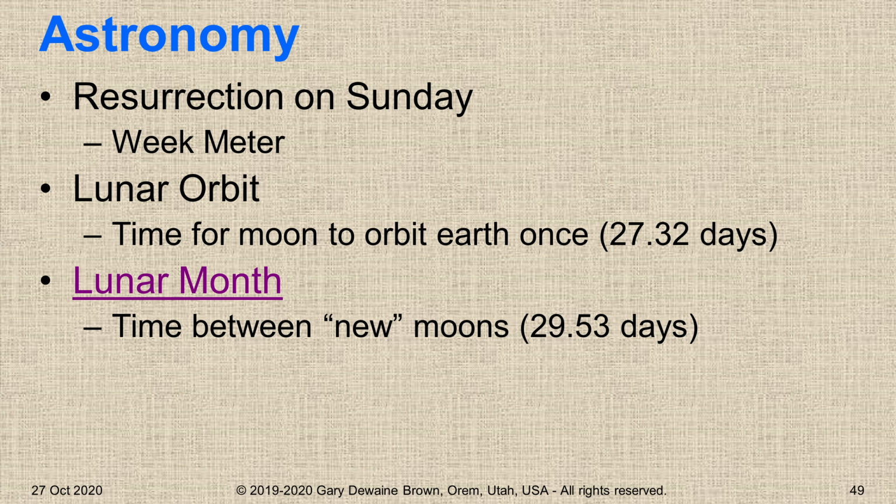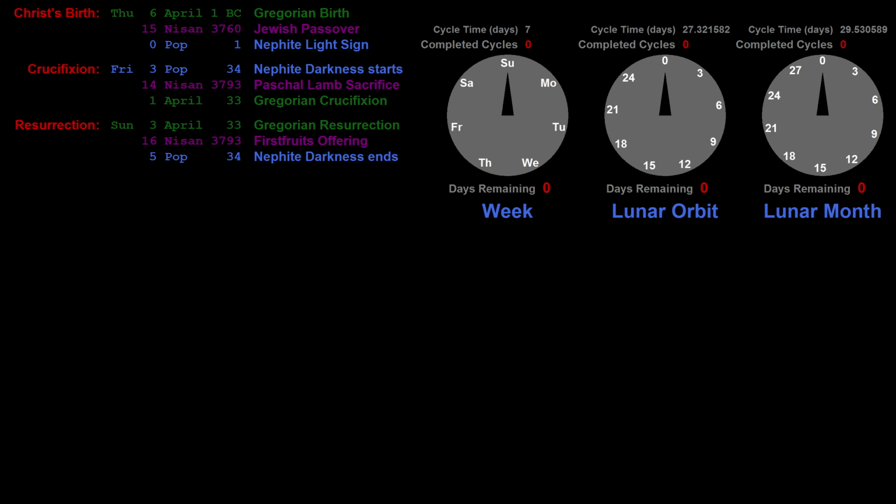A second astronomical cycle is the moon's lunar month, which is slightly more than 29 and 1/2 days. Note the lunar month meter tracks the 29 and slightly more than 1/2 days. Typically, the lunar month is new moon to new moon. An astronomical new moon occurs when the center of the moon is positioned exactly on the line between the center of the sun and the center of the earth.